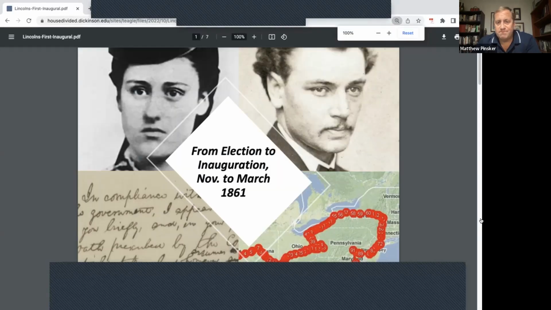So, there's 1,001 things you could do as a historian to provide some scene setting and background on Lincoln's inaugural address.